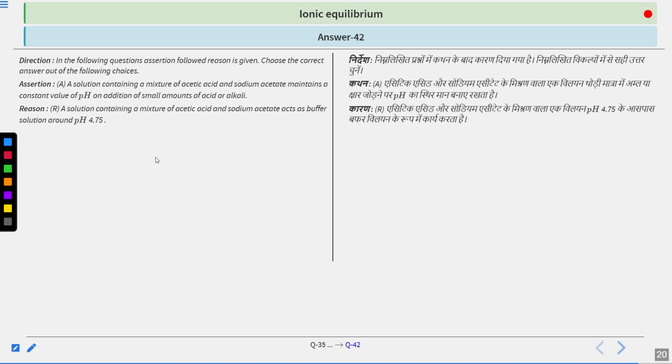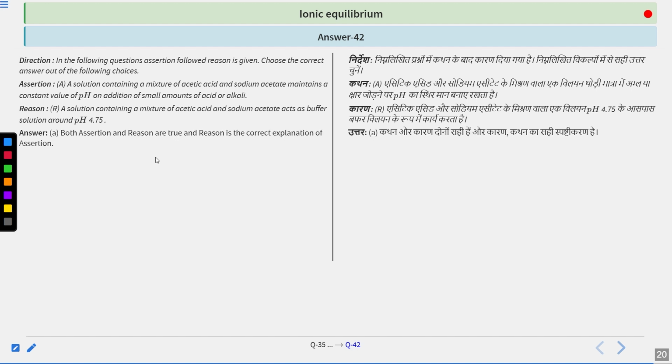So we are given a statement and we have to say that the statement is correct or not, and then we have to predict whether the given reason is the correct explanation of the statement or not, right? So the statement is saying that we are taking a solution that is having a mixture of acetic acid and sodium acetate, and this is maintaining a constant pH on addition of small amount of acid or base. Now the reason is that a solution containing a mixture of acetic acid and sodium acetate acts as a buffer, around pH 4.75.